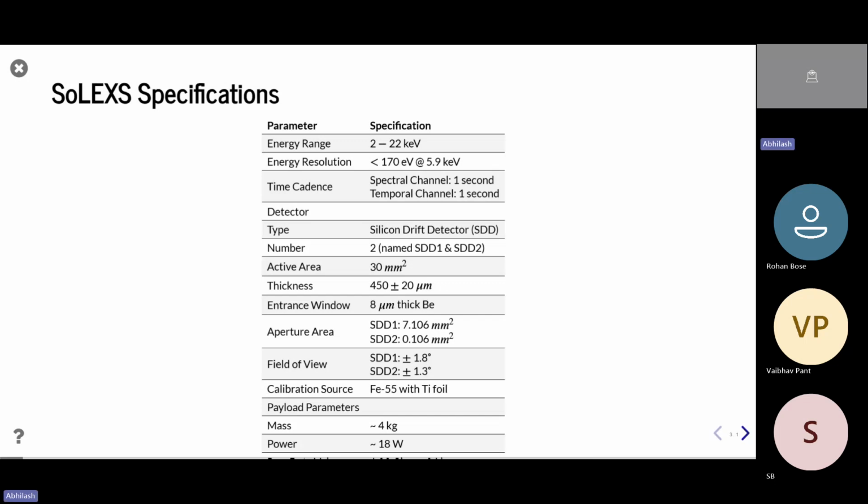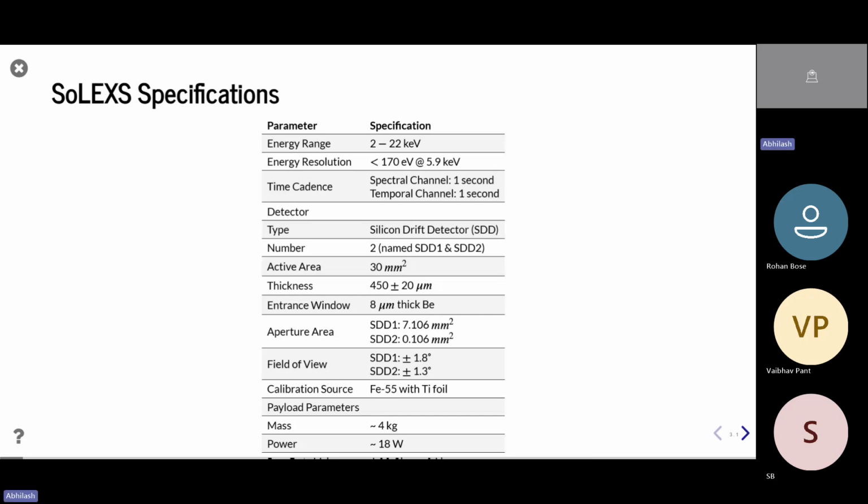One has more dead time, as we call it. So we are missing a lot of photons in the spectral channel, the slow channel, but we know our spectrum is very accurate. So we take the spectrum from the spectral channel and the count rate from the temporal channel, and we combine them and get accurate temporal as well as spectral data.